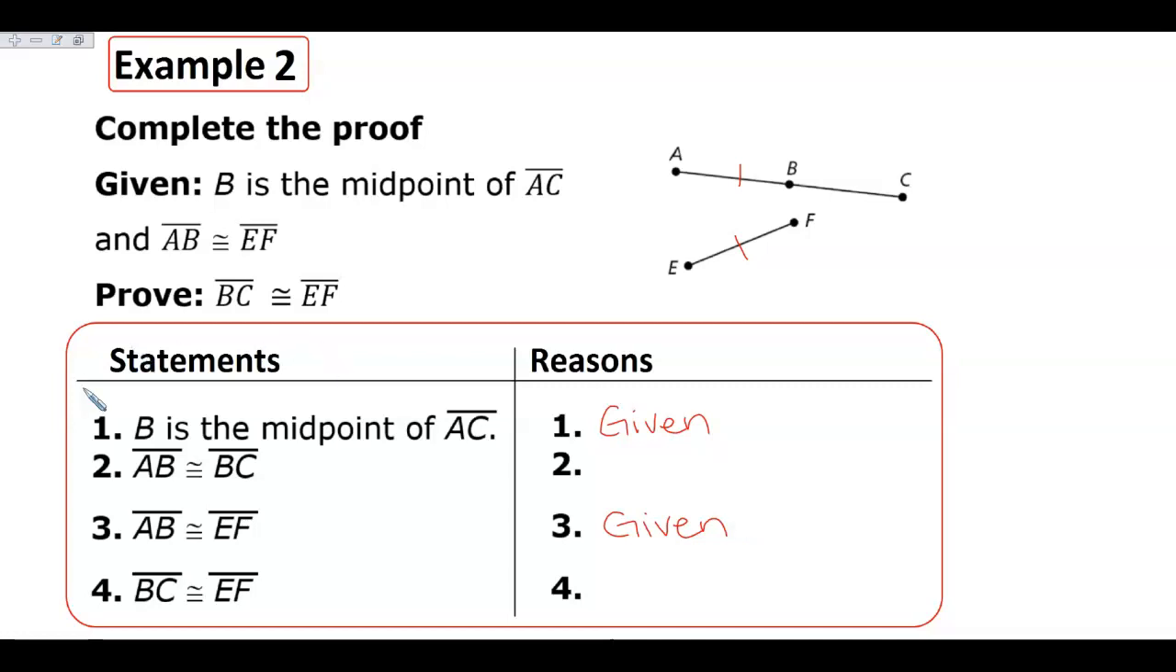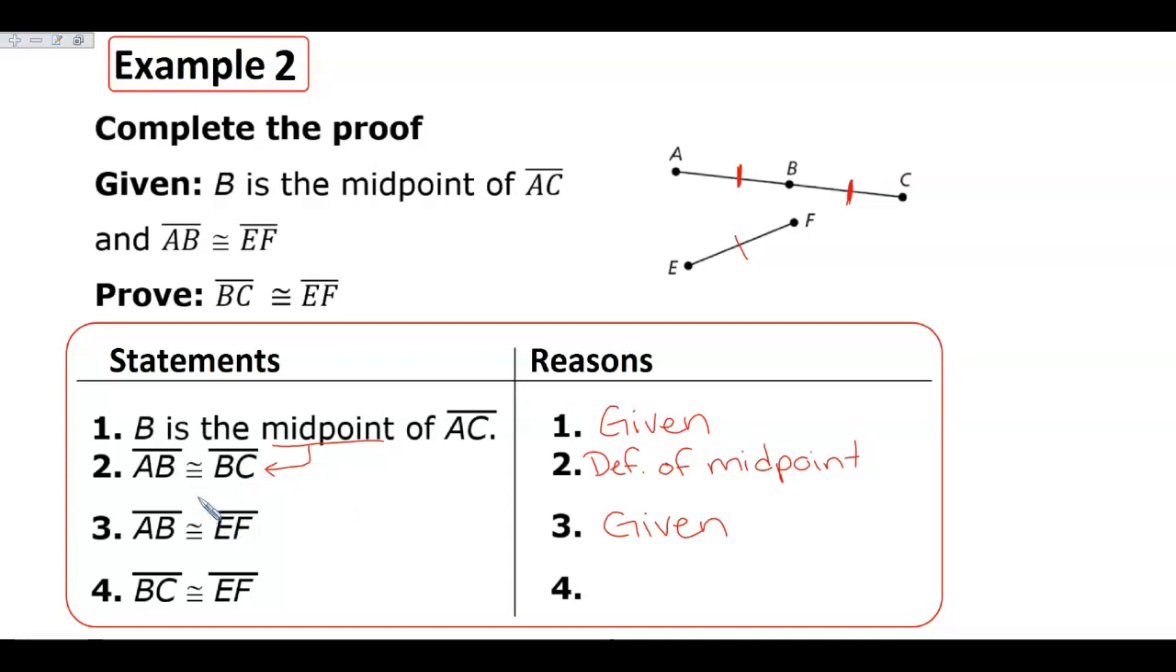So if B is the midpoint of AC, how do I know that AB and BC are congruent? How do I know that this is true? What word from here tells me these are congruent? And you should be seeing the word midpoint. Midpoint tells me that this is true. That is the definition of a midpoint. So it's going to be important that you know what these words mean.